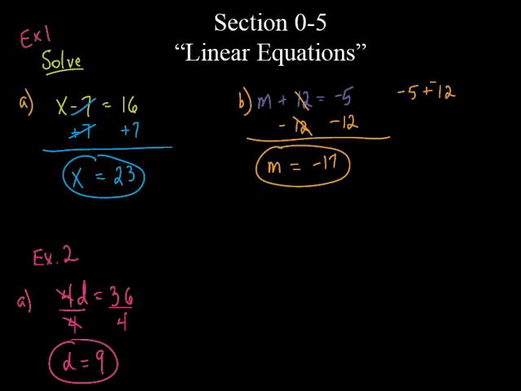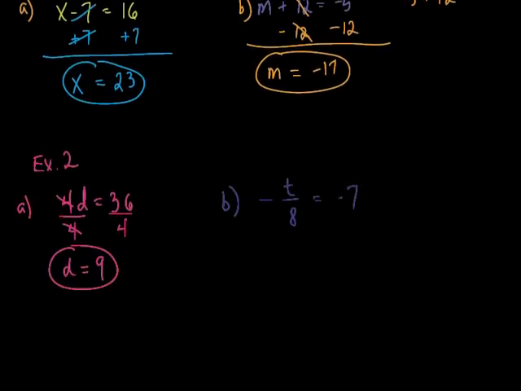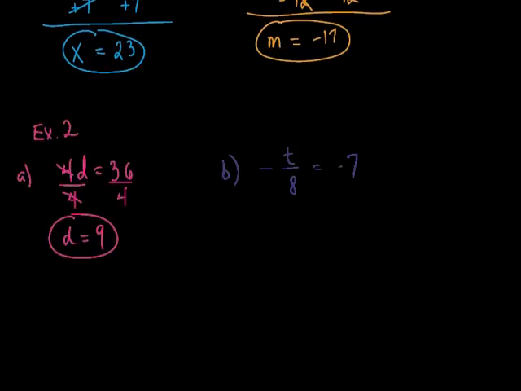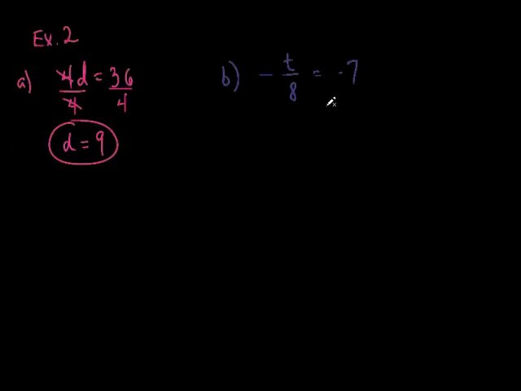All right, let's try another one like this. This one's a little bit trickier. We'll call this B. This is a negative, and it's T over 8, and it equals negative 7. Let's scooch this up just a tad, to about right there is good. Okay, now let me go different colors so they stand out too.